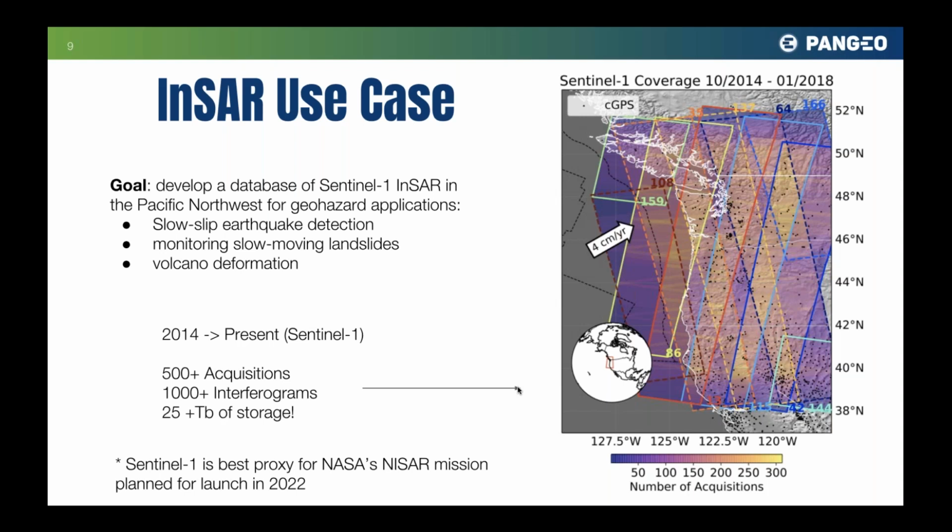So this map on the right is just showing the availability, the number of acquisitions as a heat map in the Pacific Northwest. And there are over 500 acquisitions. And if you start combining these acquisitions to interferometry, you're accumulating terabytes of data in order to process it all systematically. So this is the current proxy for NASA's upcoming NISAR mission, which will be launching in 2022. And a lot of use cases we have are using existing data sets to demonstrate how processing on the cloud can be effective for upcoming missions from NASA.